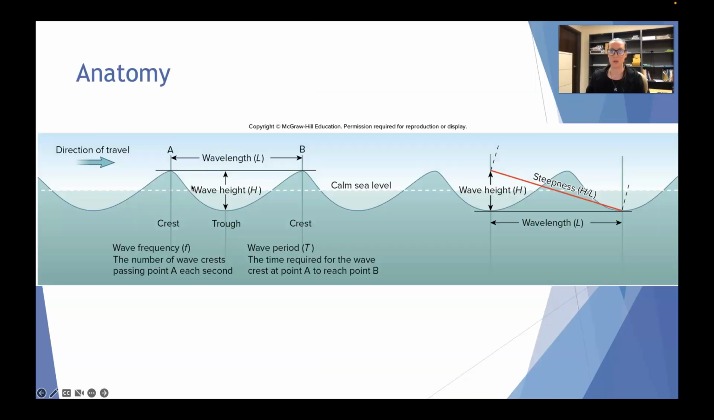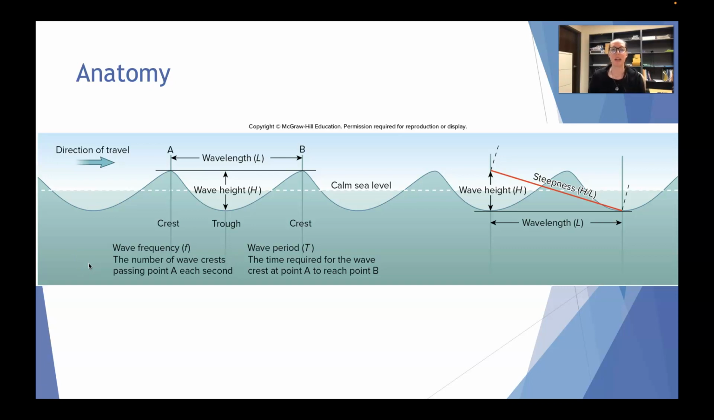And then the bottom of the wave is a trough. The wave height is determined by the top of the crest to the bottom of the trough. A couple other terms here: we have wave frequency, the number of wave crests that pass a point each second.